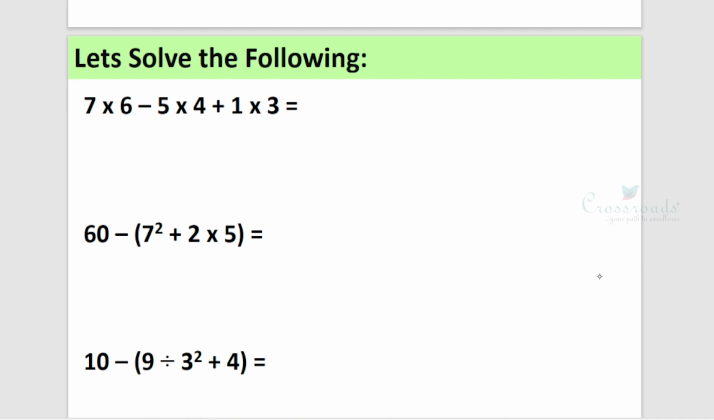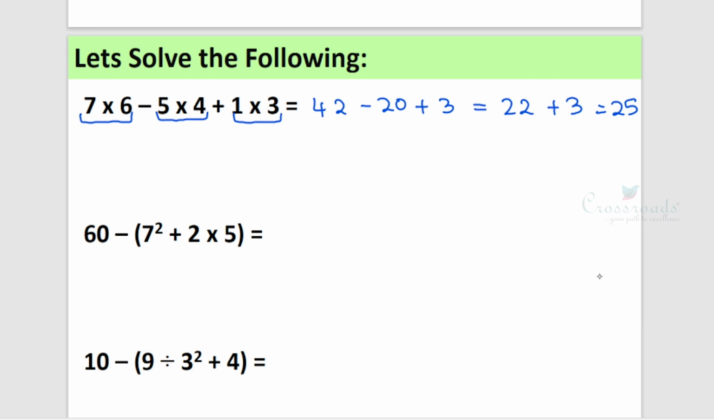Here it says 7 into 6 minus 5 into 4 plus 1 into 3. We have been given 3 sets of multiplication. First we solve them all in the first step. So 7 into 6 is nothing but 42. 5 into 4 is nothing but 20. 1 into 3 is nothing but 3. Now we solve from left to right, first the subtraction, then the addition. So 42 minus 20, the answer is 22 plus 3. We solve 22 plus 3, which is nothing but 25.